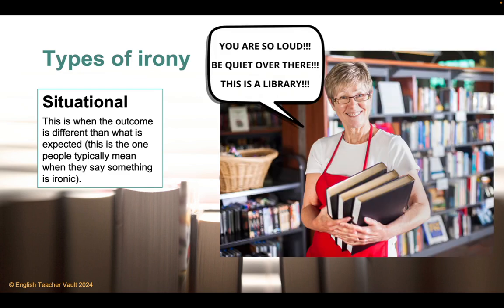So, look at this example. Here we have a librarian, and she yells, "You are so loud. Be quiet over there. This is a library." Well, the irony here is that it's a library, but she is yelling for people to be quiet. So, see, it's unexpected. It's a bit of a surprise, but do you see how it has another layer of the unexpected? So it's not just a twist ending. It's a little bit different. There's another level of complexity there.